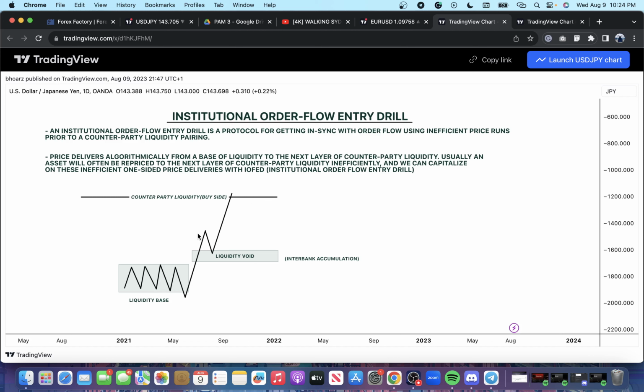Usually, where this concept stems from is interbank accumulation. Around these inefficient delivery points, the algo will reprice partially to allow interbank traders to get in sync with price delivery and then run for the next layer of liquidity. I'm going to show you some examples, and multiple examples in 3 or 4 or 5 videos down the line when we talk about more protocols.